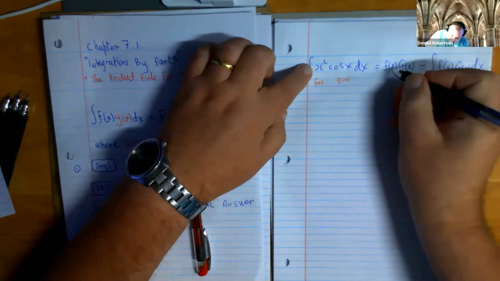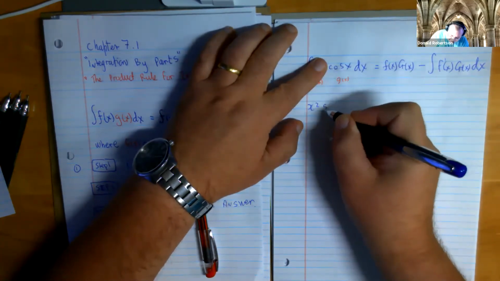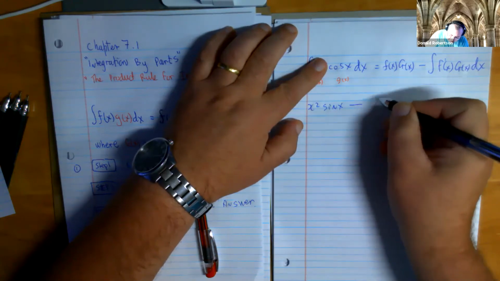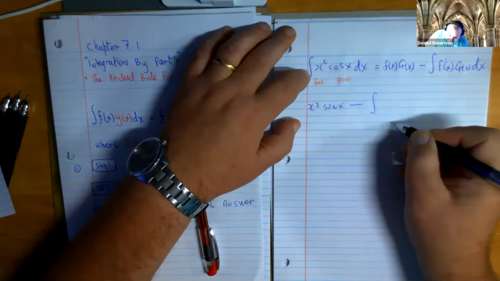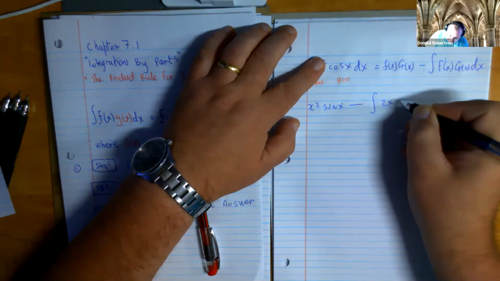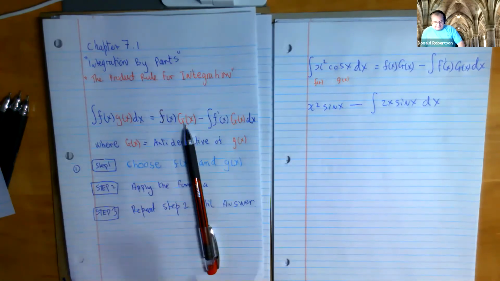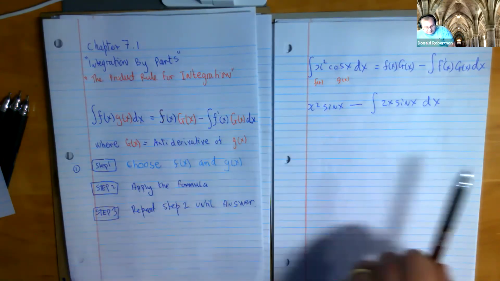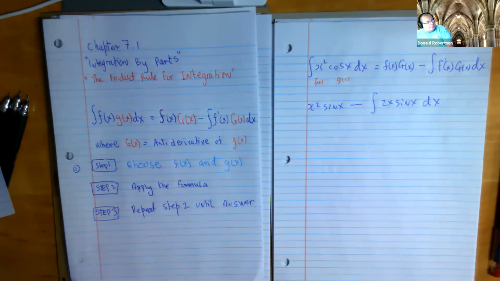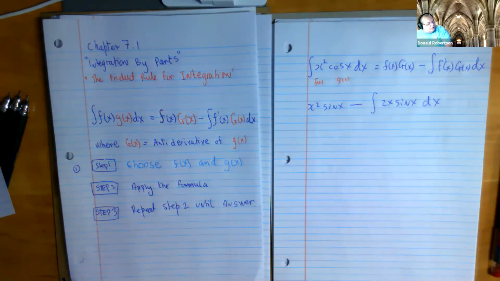So leave it alone, x squared. Integrate this, positive sine x. Take away the integral of, differentiate this, 2x. Integrate the other, positive sine x dx. This is why integration by parts is a process rather than a formula. Do you see that what we're left with is an integral that we need to use integration by parts on?